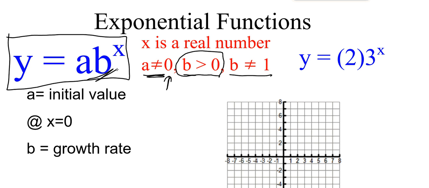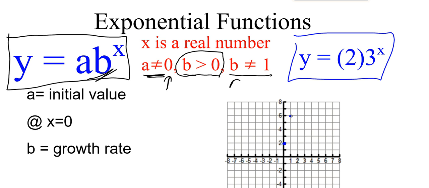So that b value, we can also think of as our r value, or our common ratio between our terms. If we look at the graph of 2 times 3 to the x, the first point I'm always going to graph is my initial value at 0, which is 2. That comes from my a. Then my next points just come from multiplying. So what's 2 times 3? Well, that's 6.